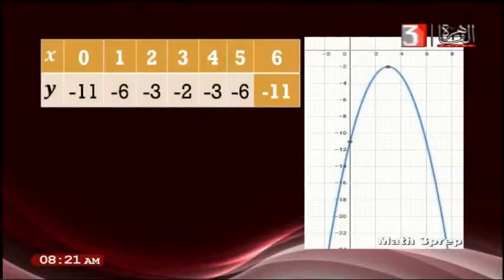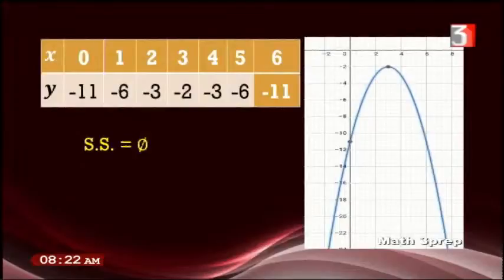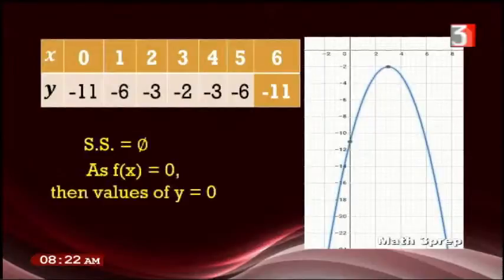You are going to notice that the graph is open downwards. Why? Because the coefficient of x squared has a negative sign. So the graph will open downwards. Then, what is the point of intersection of this graph with the x-axis? Of course, there is no intersection. So in this case, we can say that the solution set of this equation will be phi, as there is no point of intersection between the curve and the x-axis. And here in this case, we can say that as f of x equals 0, then the value of y equals 0.